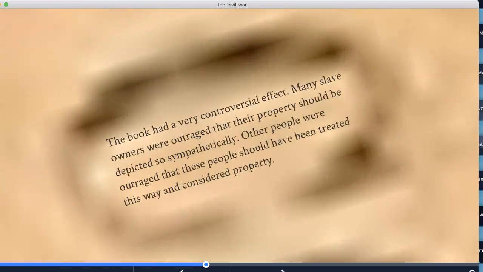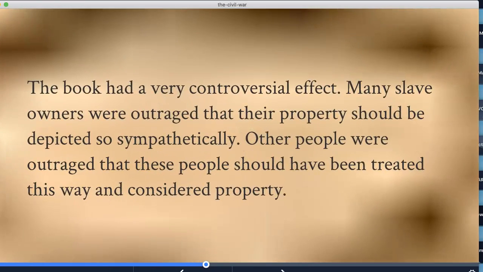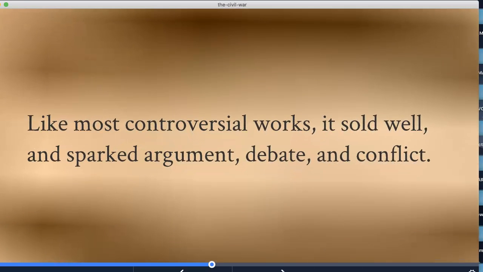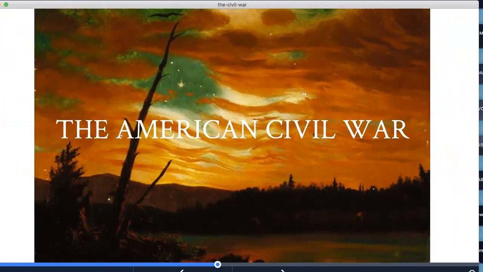We're going to kind of bypass this because we've just talked about it. The book was very controversial. It made an uproar within the South. They were very upset. It sparked argument, debate, and conflict not only within the states but also in Congress.